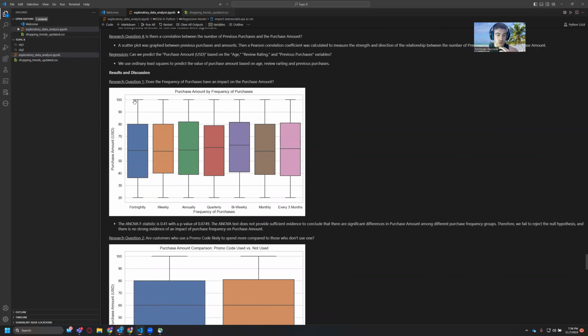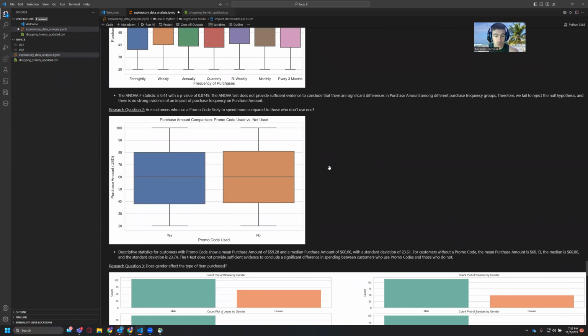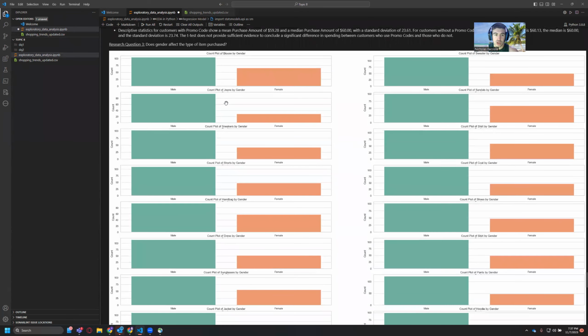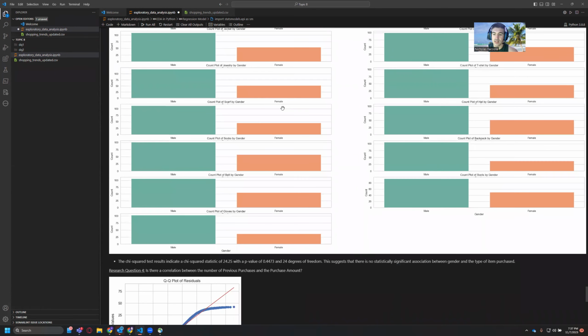Looking back at question 1, we had a very high p-value for our ANOVA, so that indicates that there is no significant difference in the frequency groups. The second, we had another high p-value for the promo code, and the medians were exactly equivalent. So there is no significant difference in purchase amount between those who use a promo code and those who do not. And for test number 3, we used chi-square to determine if there's an association between gender and the type of item purchased. We weren't able to find a significant association there either, since we had a high p-value again.